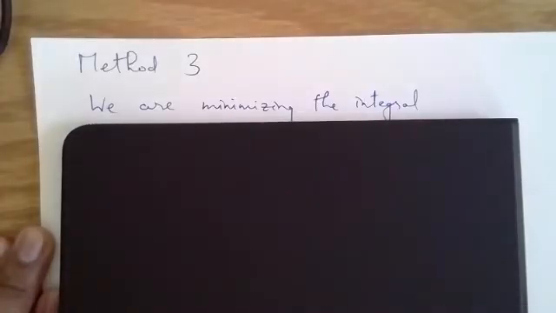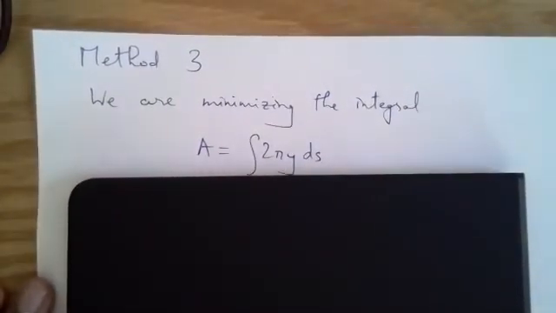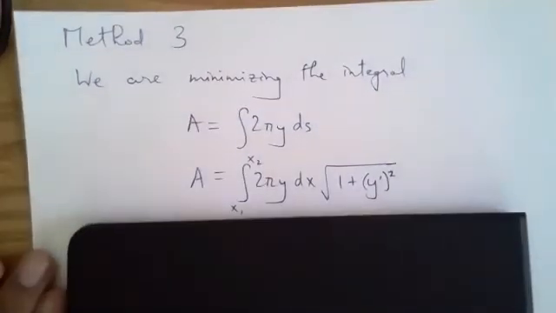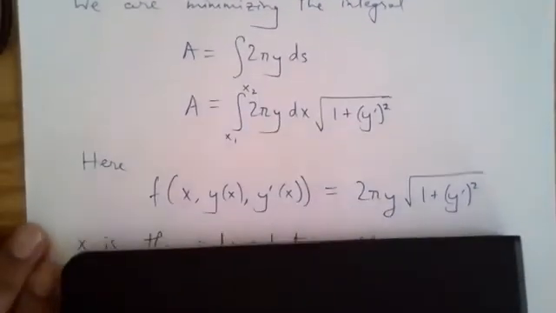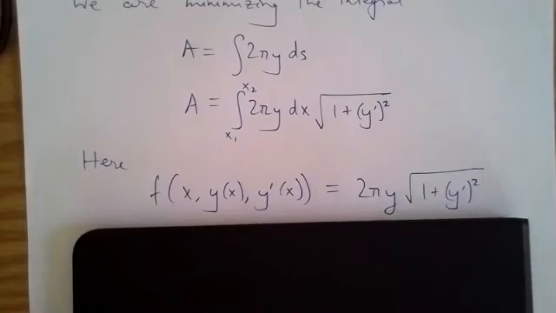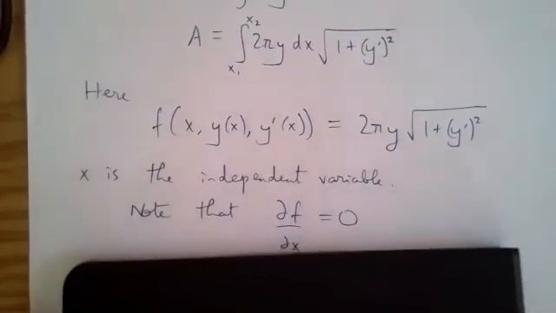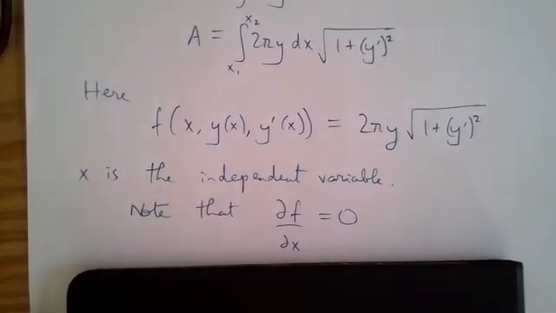Now we are ready for method 3. Again, we are trying to minimize the integral, which gives us the area. We again pull out dx and write the remaining part in terms of y prime. And so this is our f, where x is the independent variable and y is the dependent variable. But we notice that partial f partial x is 0. And so we can apply the result that we got previously.